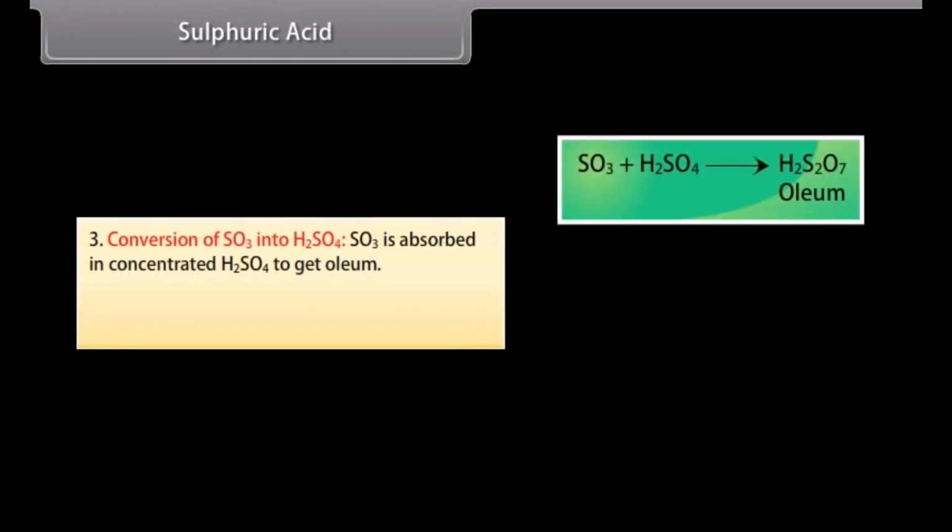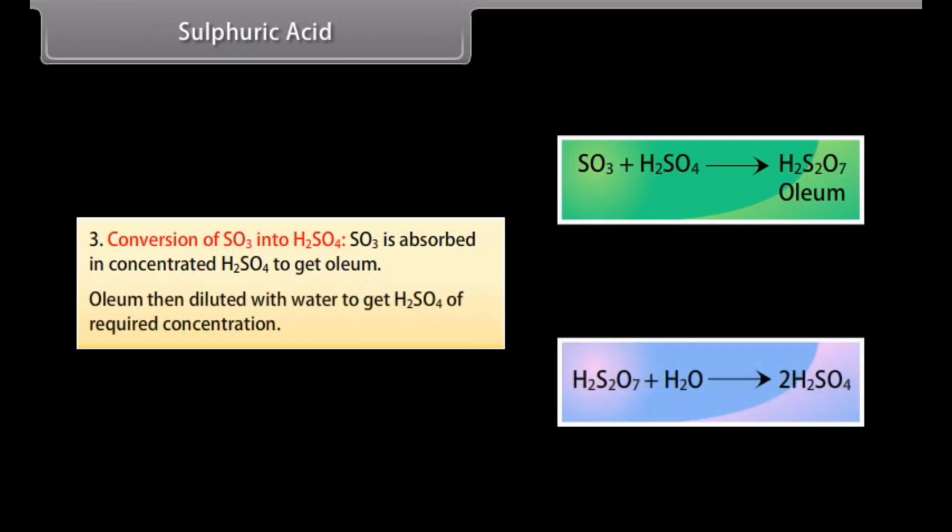Conversion of SO3 into H2SO4. SO3 is absorbed in concentrated H2SO4 to get oleum. Oleum is then diluted with water to get H2SO4 of the required concentration.